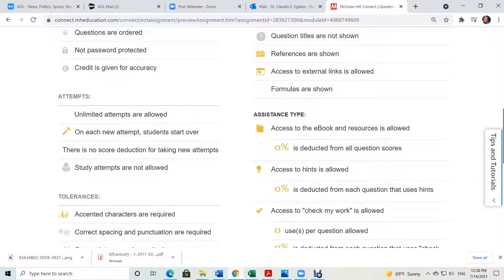Unlimited attempt is allowed. I gotta change that, otherwise everybody's gonna get 100%. On each new attempt, students start over. Okay, that makes things difficult for you, huh? I might need to change that as well. Let me put that on my notes.